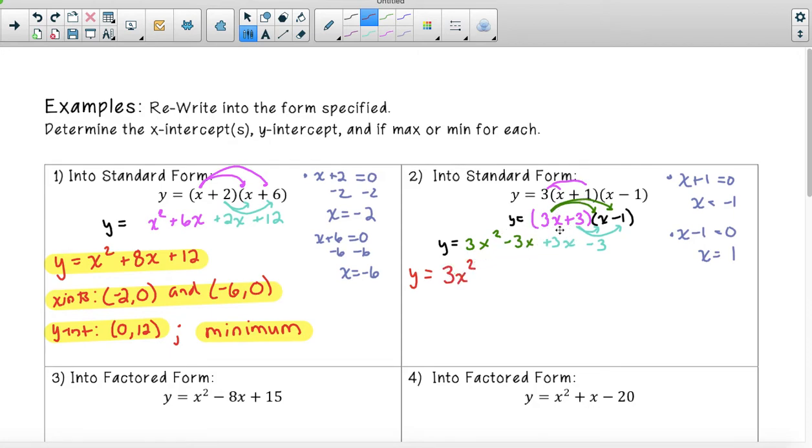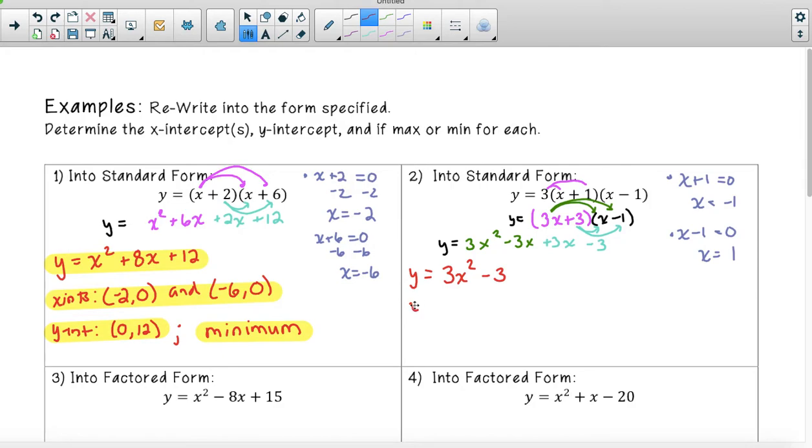Negative 3x plus 3x is 0x, so that means that it is gone. These eliminate each other, become 0, so I do not put any x in here. But then I have minus 3, so I'll put minus 3. This is now in standard form. And that is okay if that happens, that the middle term, the b value, becomes 0. That is perfectly acceptable. Now that we've rewritten it, we can write out all of the information.